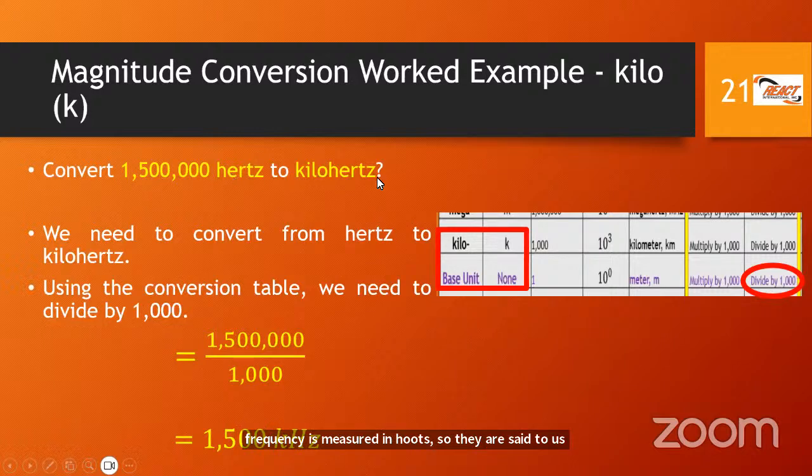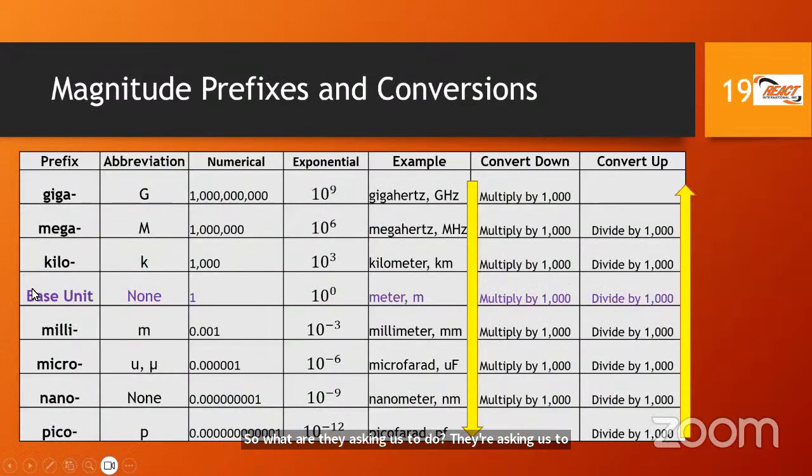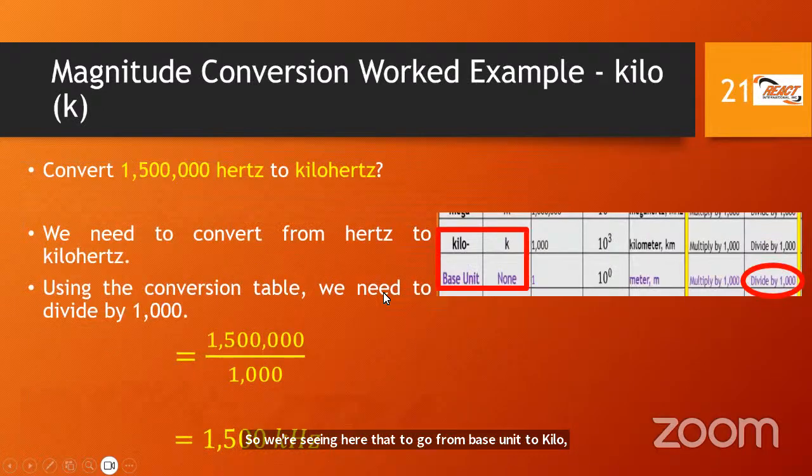So they have said to us here to convert 1,500,000 hertz to kilohertz, right? So what are they asking us to do? They're asking us to go from hertz to kilohertz. So let's go back to our trusty table. So hertz will be the base unit, but they want us to go up to kilohertz. Remember we said when we're going up, each step is divide by 1,000 to convert up. So we're seeing here that to go from base unit to kilo, we need to divide by 1,000. So that's what we need to do.